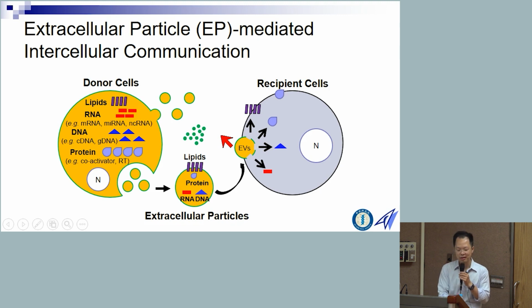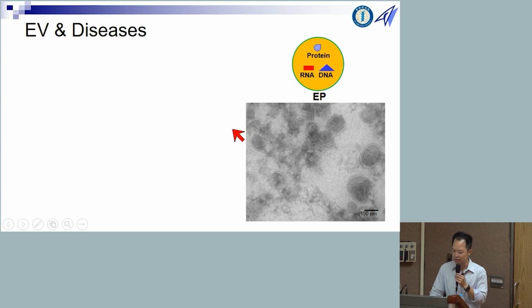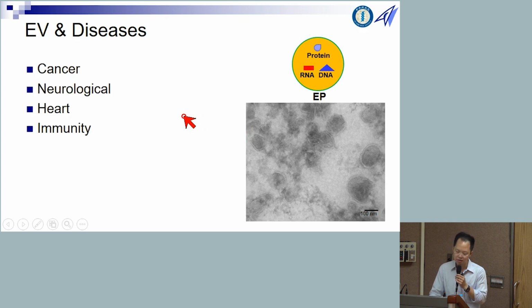When people started to find out that they can actually mediate intercellular communication, it completely changed the biologist's understanding of how cells communicate with one another, because they don't have to come in contact with one another anymore. They just have to release the vesicles. Since then, there's been an explosion of vesicle research, especially relating to disease. This includes cancer, neurological, heart, immunity, and infection. I don't want to talk about the pandemic, but anything that you think is disease-like can be related to vesicles.